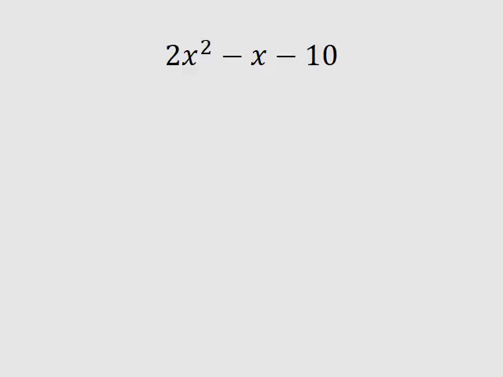Now that all the explaining's done, the examples will go faster. I'm looking for a common factor. Once again, I don't see one. So I'm going to go first times last. And so I've got 2 times negative 10, that's negative 20.